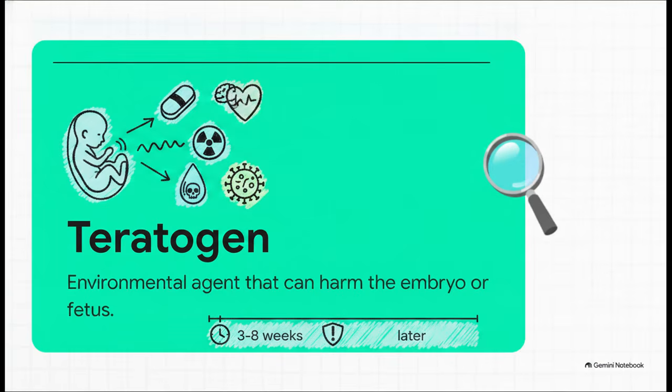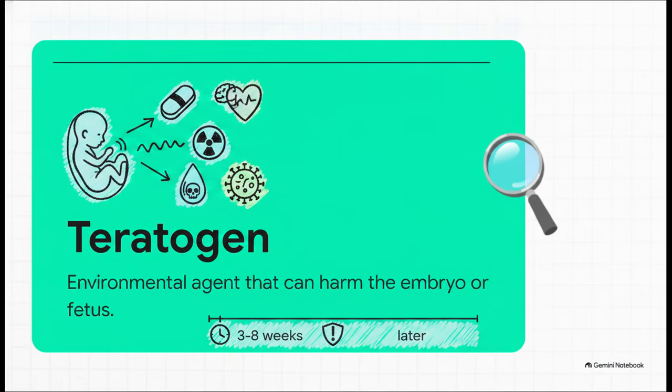Okay, so once that biological foundation is laid, the external environment actually starts interacting with fetal development right there in the womb. Now you're going to see this word a lot: teratogen. A prenatal teratogen is basically any environmental agent that can cause harm to the developing embryo or fetus. We're talking about things like drugs, excessive hormones, heavy metals like lead and mercury, radiation, or even certain viruses.